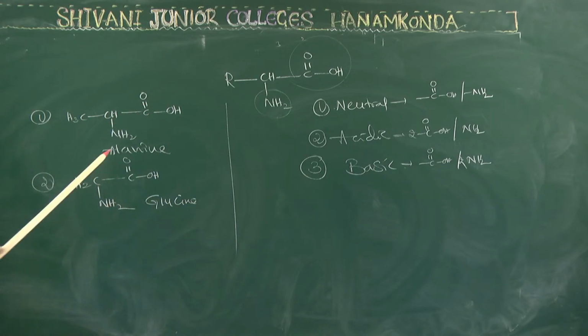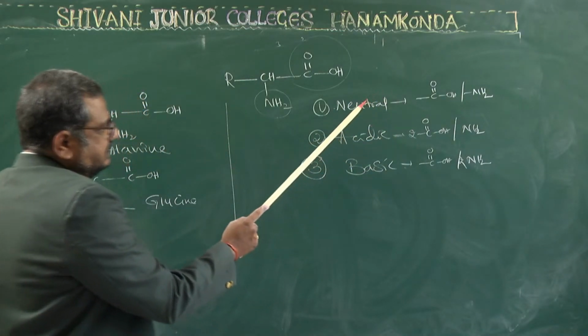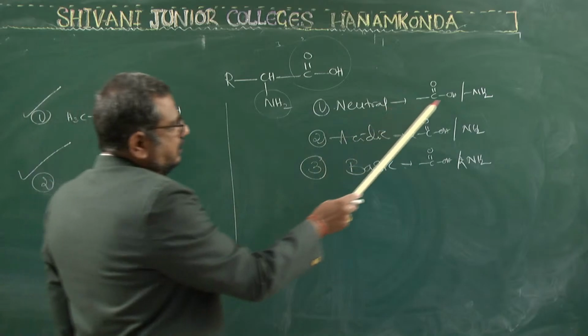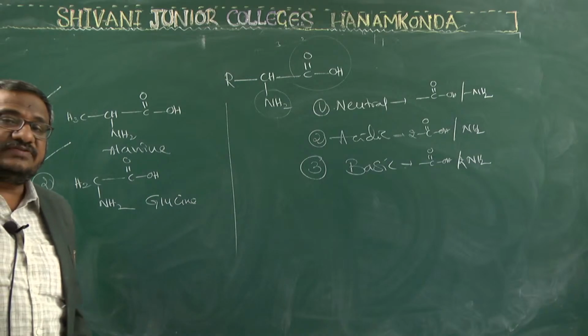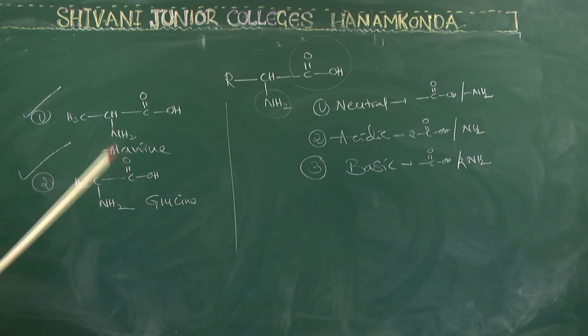Here I have represented two examples, one is alanine, another one is glycine. These two examples belong to which type of amino acid, either neutral, acidic or basic? Exactly, they belong to neutral amino acid. Why is it called neutral amino acid? In a neutral amino acid, one acid group and one amine group are present. See, here one acid group and one amine group, and here also one acid group and one amine group. If any compound has one acid group and one amine group, that type of compound is called a neutral amino acid.